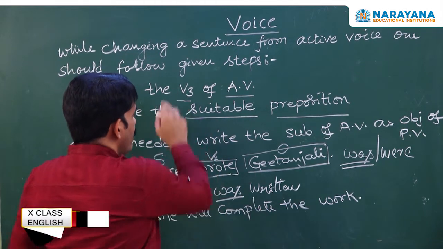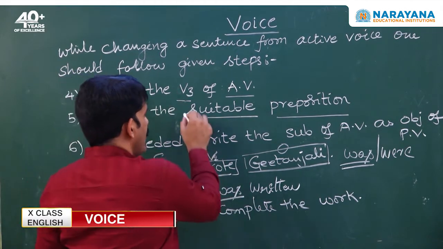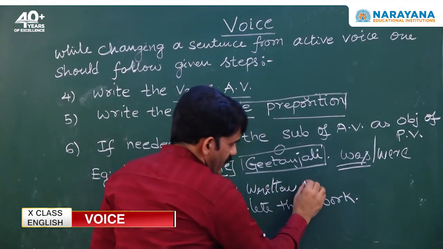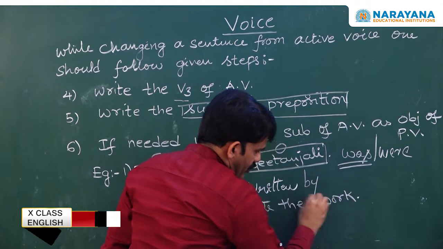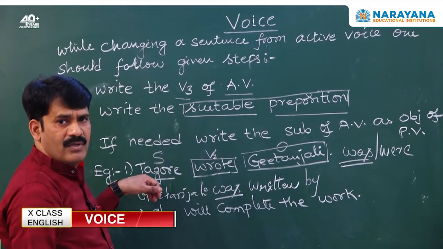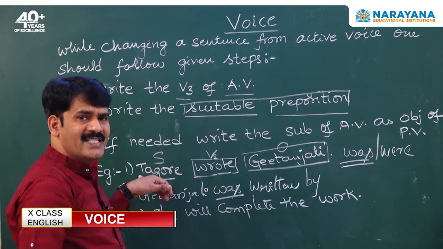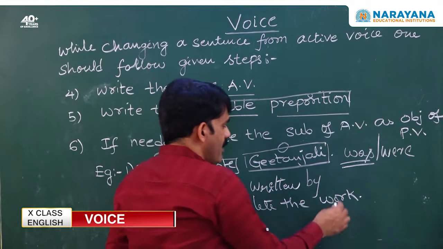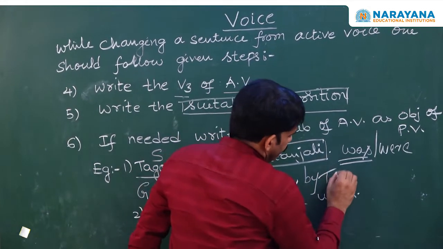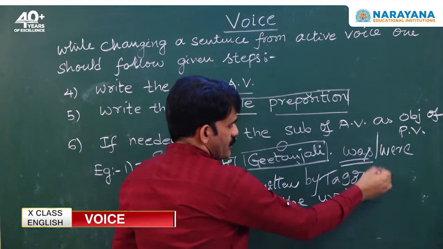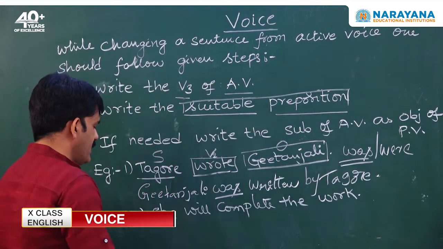Once after writing the V3 form of the active voice, you have to write the suitable preposition. What is the suitable preposition I can take? I can take the preposition by, because the agent is a person. When the agent is a person, you take by as an object. So, by Tagore. This is the answer to my first question. Second one, let us see the second one.